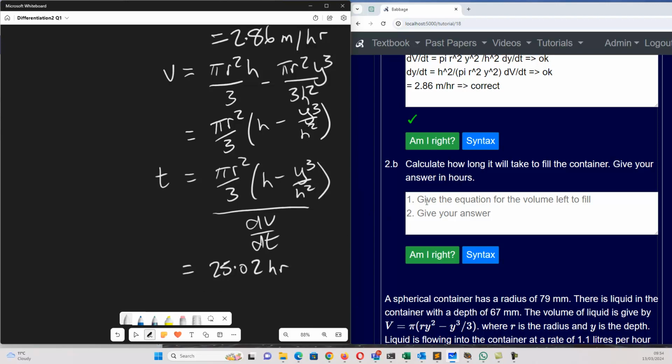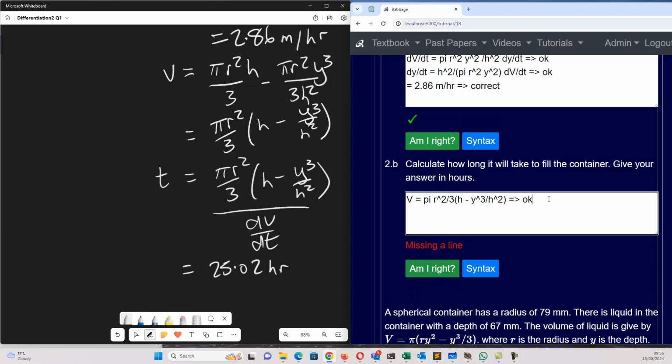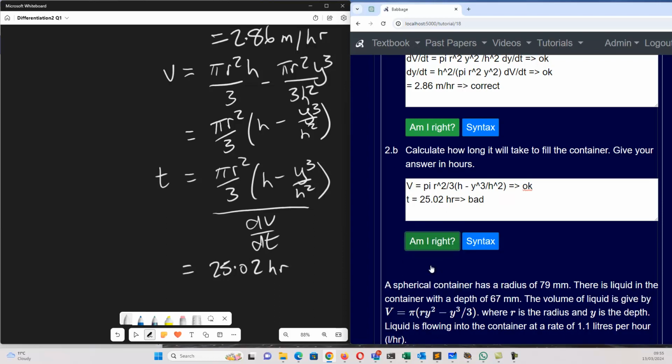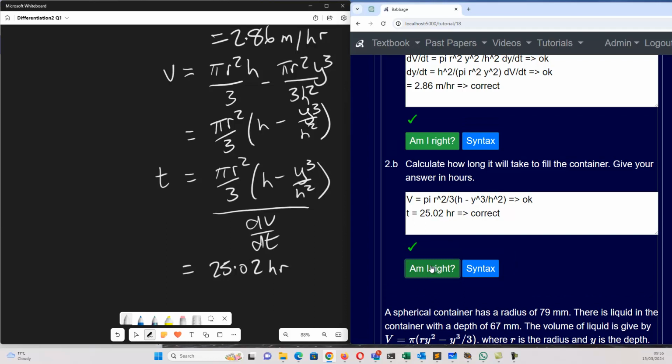So the equation of volume, V, is going to equal pi r squared divided by 3 outside of h minus y cubed divided by h squared. And are we right? Yes, we are. So now we can say that t, the time, is equal to 25.02, and if I don't put the hours in, I'll get no units, so we'll change that and we'll put the hours in. And are we right? Yes, we are. And that's how you answer question 2.